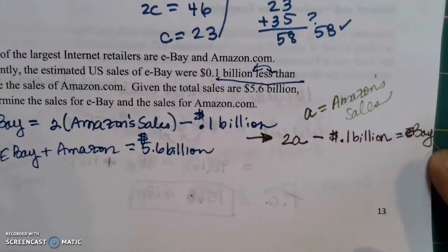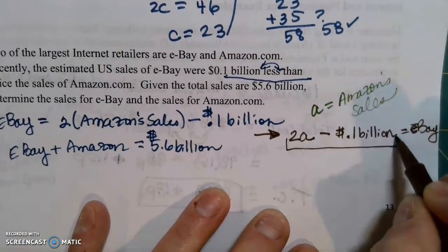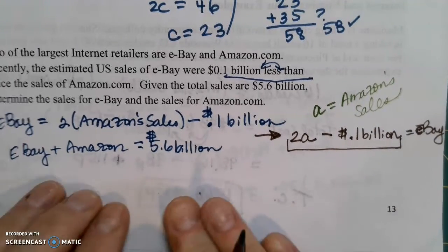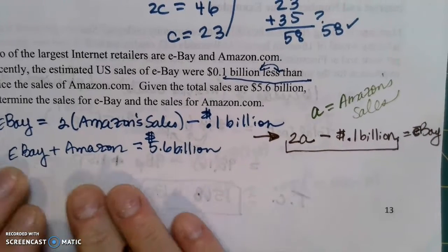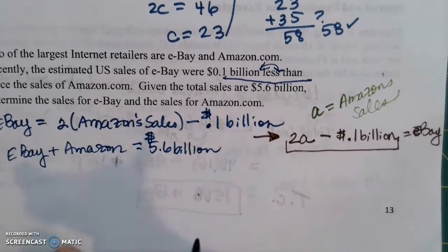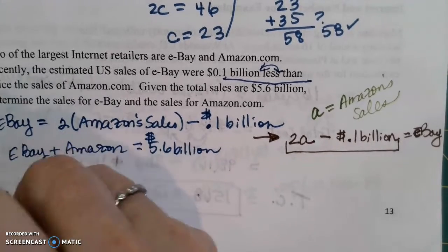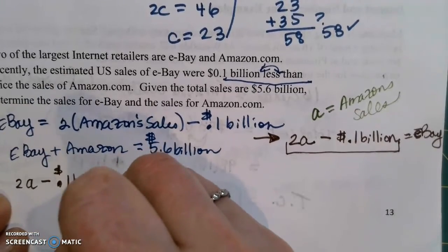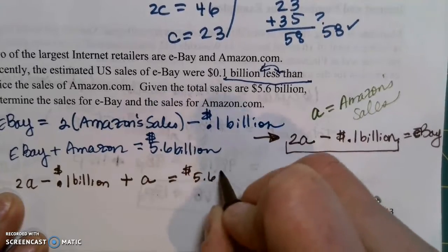So now we have a way to represent Amazon sales, and an expression that gives us eBay's sales. If I take those two pieces, I can now put those in this second equation, where the total sales, total being one of those words that tells us addition, when we add the sales of Amazon and eBay together, I'm going to get 5.6 billion. So eBay is 2A minus 0.1 billion plus A equals 5.6 billion.